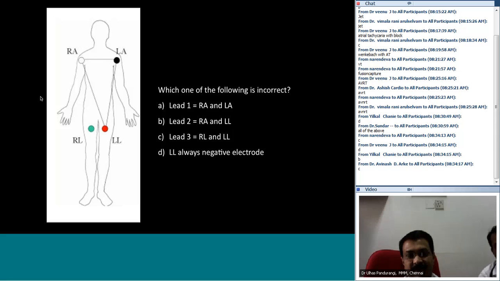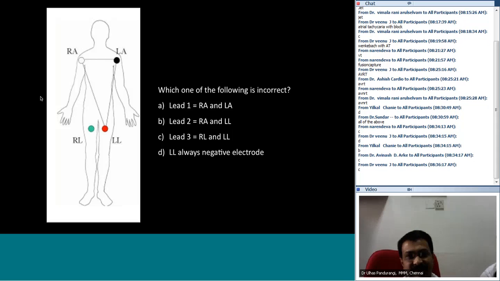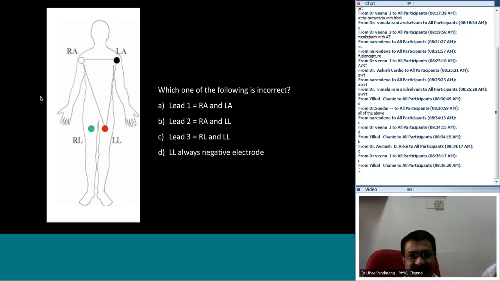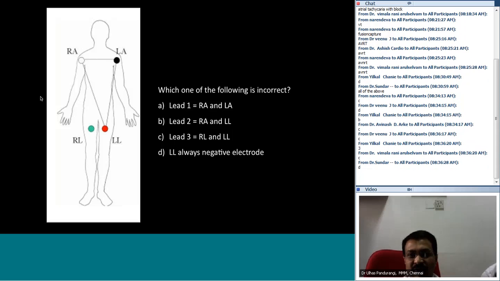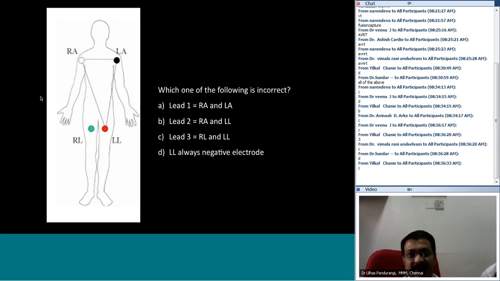I thought it is quite simple. There will be rapid answers. Srinivasan, C. Lead 3. Vimala, C. So I will repeat, which one of the following is incorrect. Sundar says B. Hilkar says C. So many people picked the right answer, and that is lead 3.